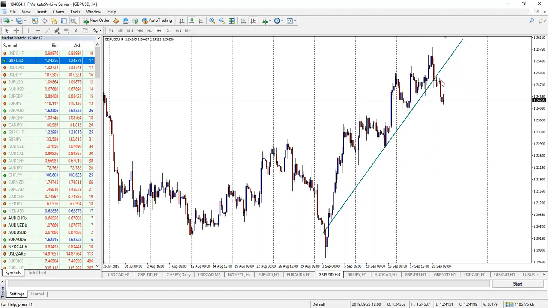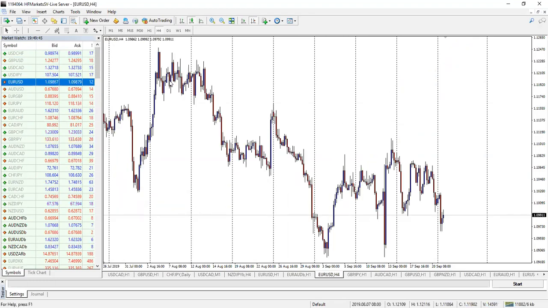But look at this. Where would be your entry? At the formation of this pin bar. Pin bar there, then you take a trade. Remember, it's an additional confirmation. You don't just trade it alone. You have a lot of information, then you combine it together, then you get it. It's very important. We have another step here.